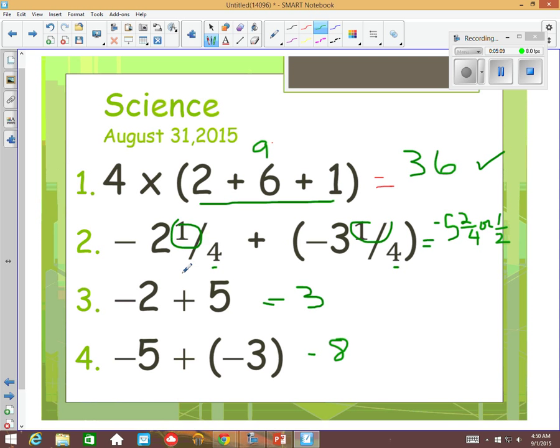And add the -2 and -3, you have -5. -5 and 2/4 or -5 and 1/2. Here I'm subtracting or I'm adding a -2 plus 5 and I have a +3. And I'm adding two negatives, -5 plus a -3, it gives me a -8.